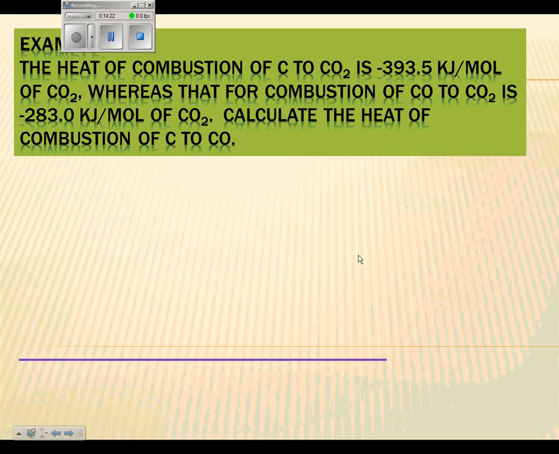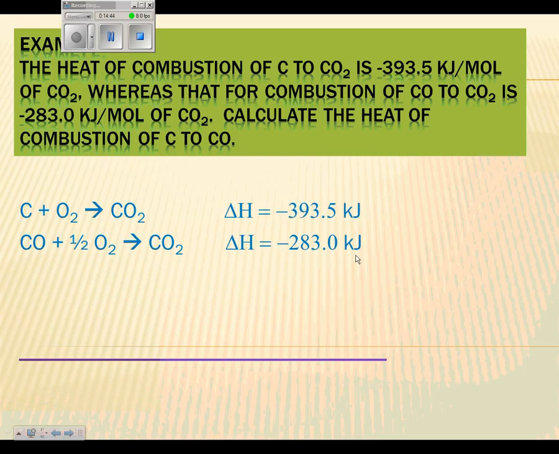So here's another example. Heat of combustion from carbon to CO2 is negative 393.5 kilojoules per mole, whereas for combustion of carbon monoxide to CO2 is negative 283. So they're giving you the same thing, but in word form. Calculate the combustion of carbon to carbon monoxide. So write down what the two reactions were that they gave you.